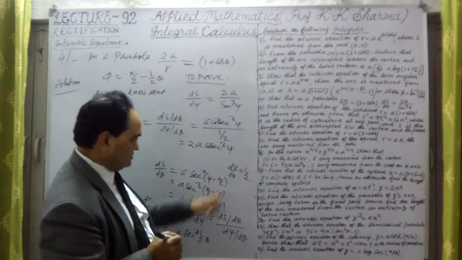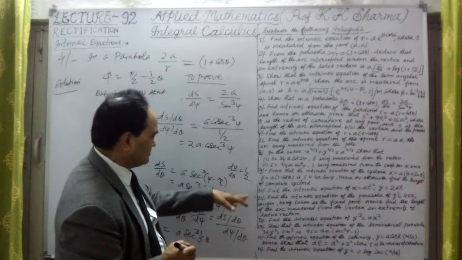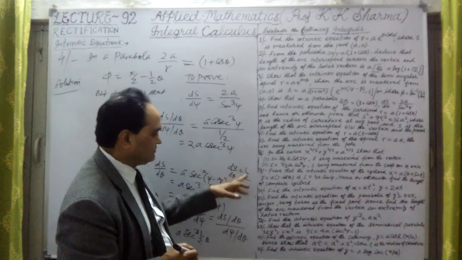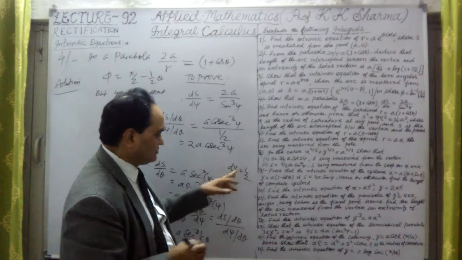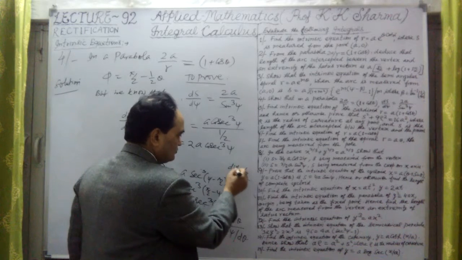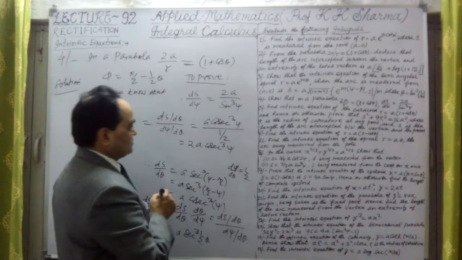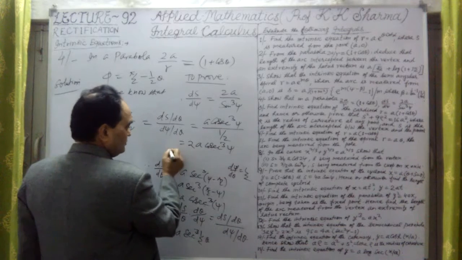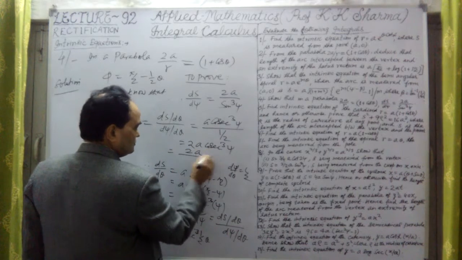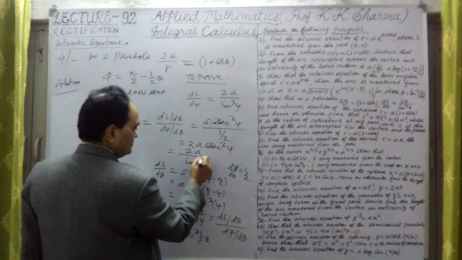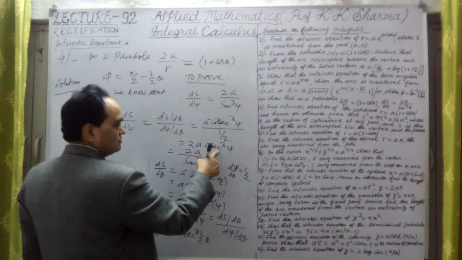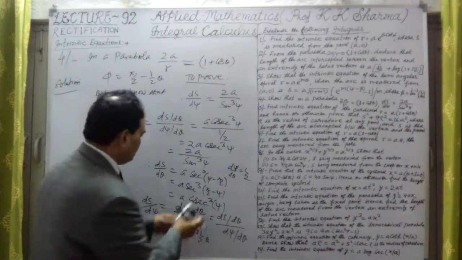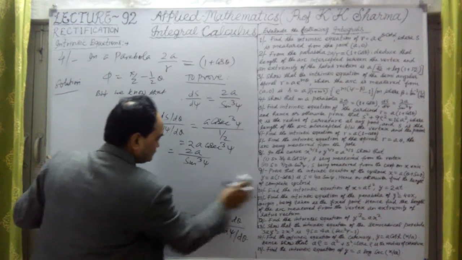Why? This dψ/dθ I just clarified, because θ/2 is equal to ψ minus π by 2. Then we differentiate with respect to θ, dψ/dθ, therefore by 1.2, because θ is 1. So this is the value, twice a cosec³ψ, or it can be written as twice a upon sin³ψ. Simple. But cosec is 1 upon sine. So this is the final value which we have to prove.